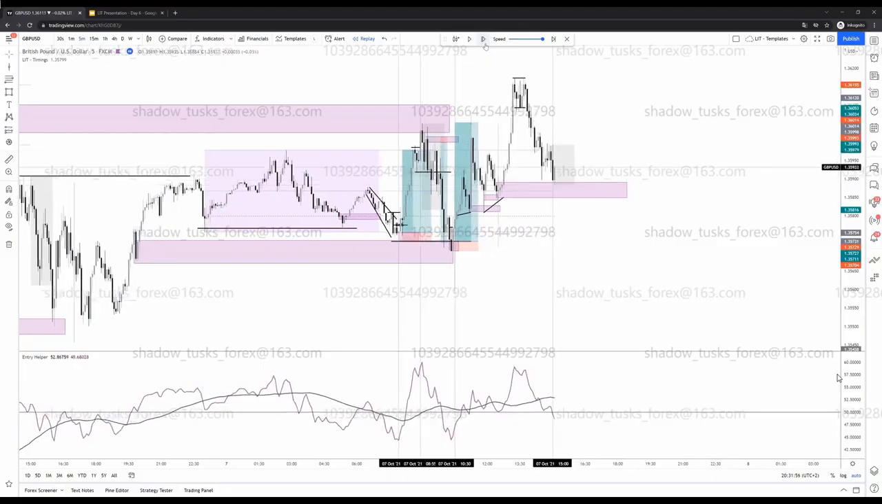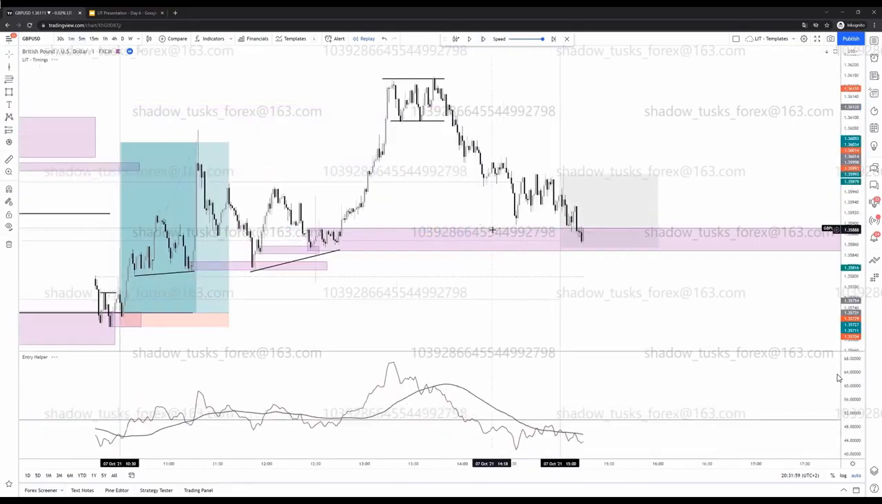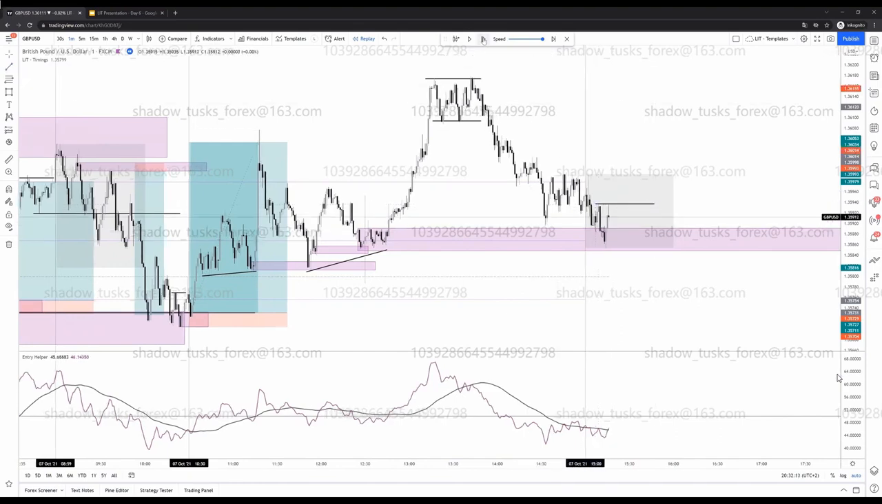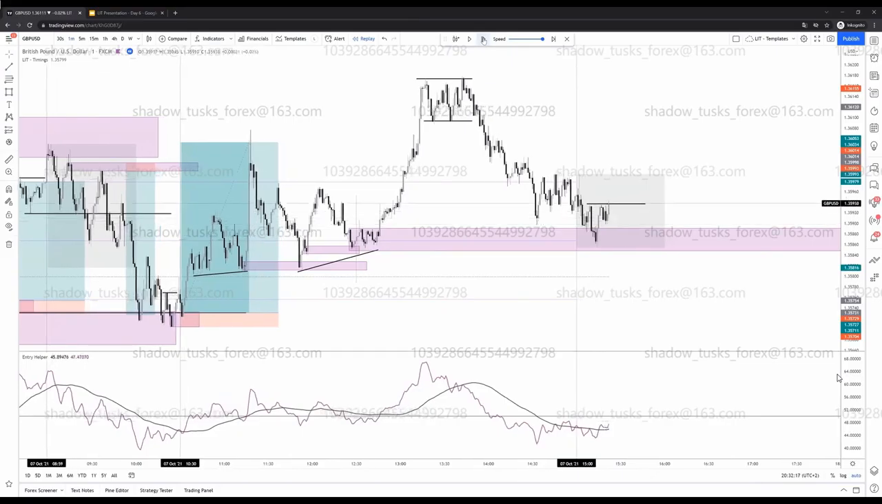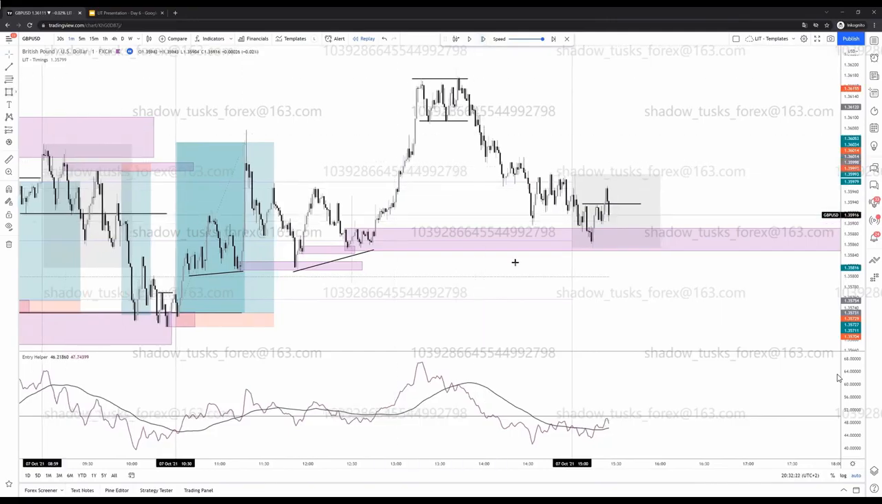Okay, so we're switching to the 1 minute. What do we have? This is our mitigation area, inducing Asia midline. So what do we do? It's the same cycle all over again, guys. Giving us no break of structure. Okay, oh, there's the break of structure. So what do we do?